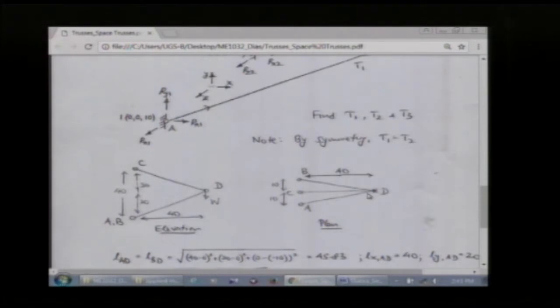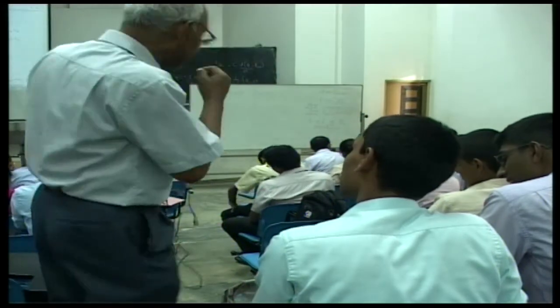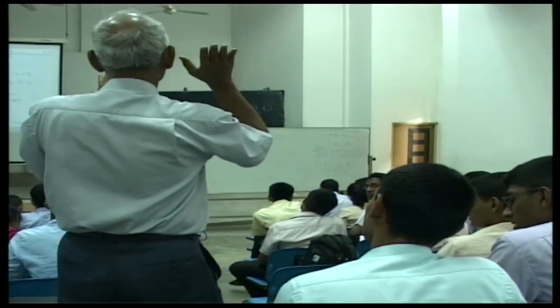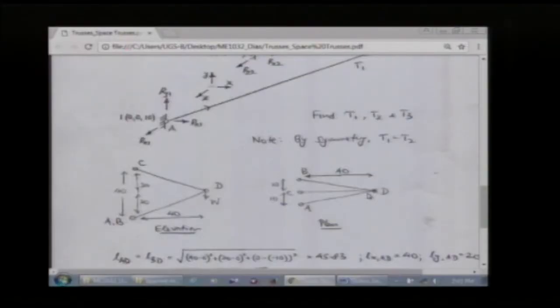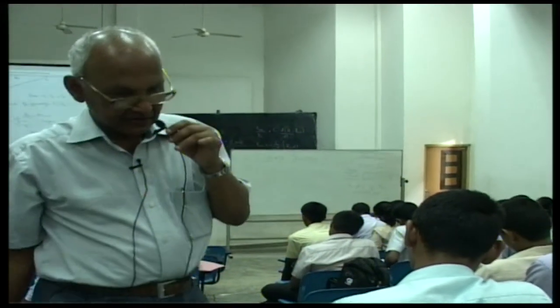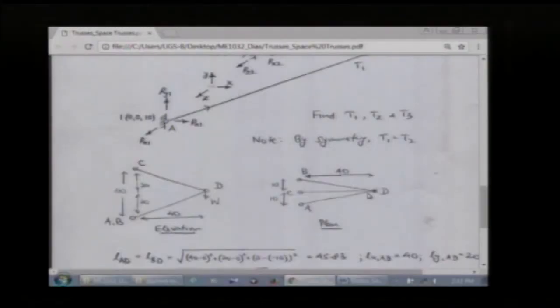I should have brought a small model. In which direction is the elevation? Elevation means you are looking at it sideways. Plan means you are looking at it downwards. The y direction is the up and down direction. So any differences in the y direction, you should be able to see clearly in the elevation. Any differences in the x and z directions, you should be able to see clearly in the plan. The x and z are the horizontal dimensions, and y is the vertical dimension.